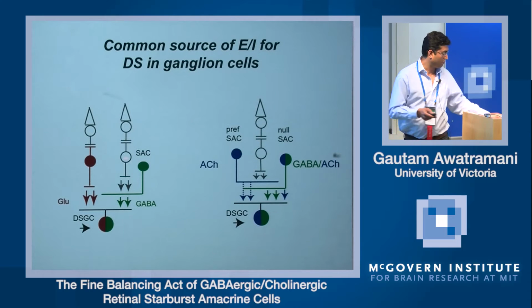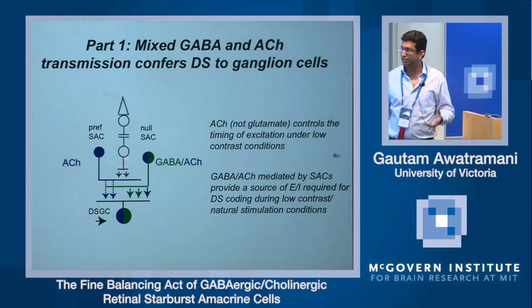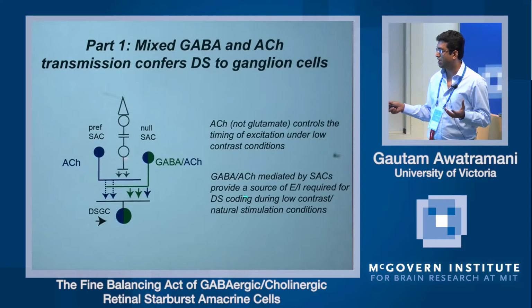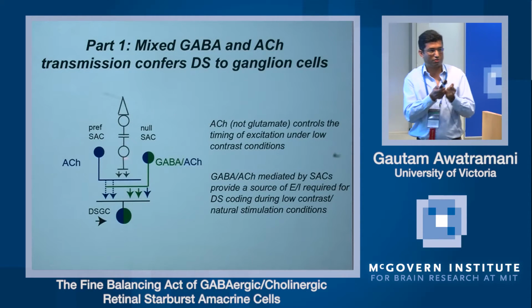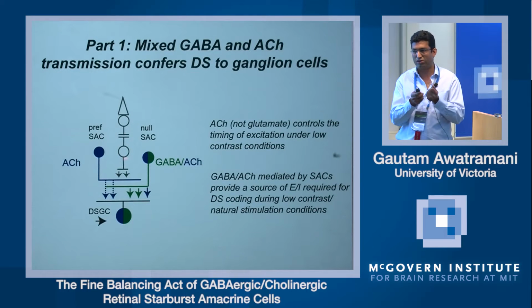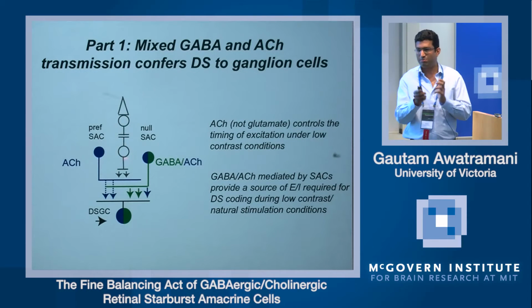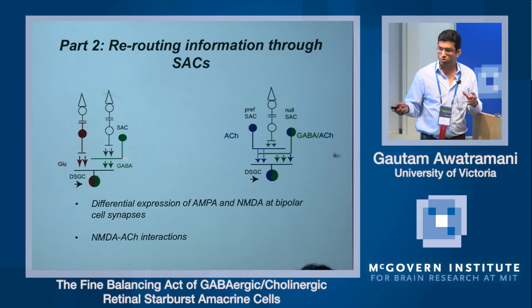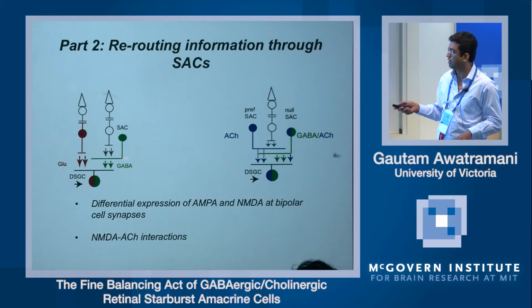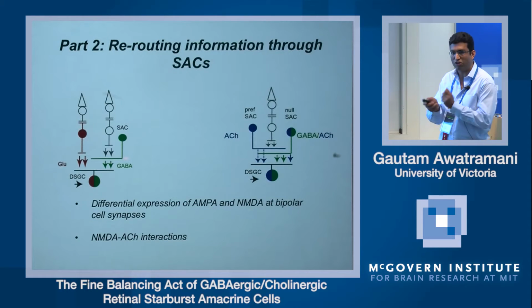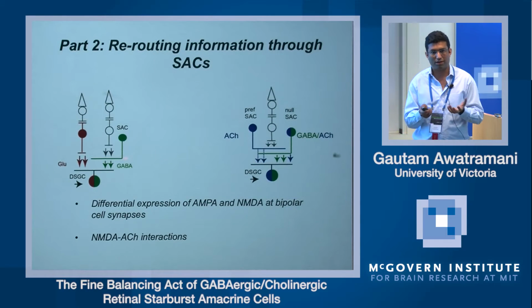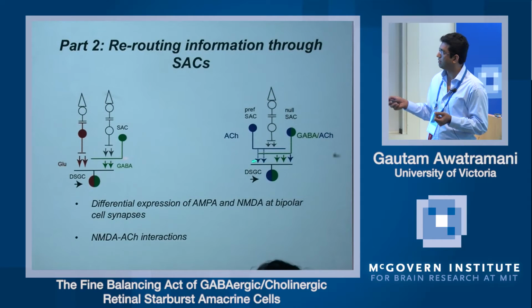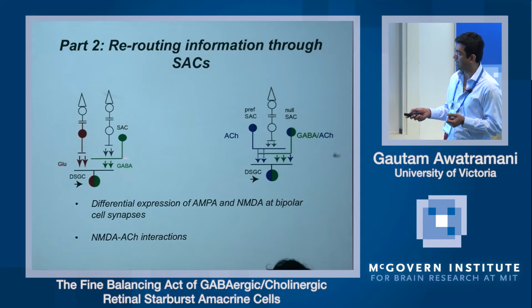In the first part of the talk, I'll show you a lot of biophysical details to show you that it is acetylcholine and not glutamate that drives the DS ganglion cell. And I'll show you evidence to show how these can be differentially transmitted to the ganglion cell, and the GABA and the ACH don't simply cancel each other out. The balance is maintained in a directional selective manner. And then finally, in the second part, I will show you what happens to that bipolar cell input, and how its differential expression of AMPA and NMDA receptors can result in the rerouting of that information through the SAC network instead of directly through the ganglion cell. And this entails novel NMDA-ACH interactions.